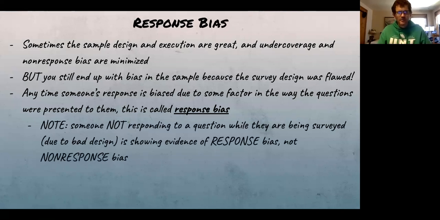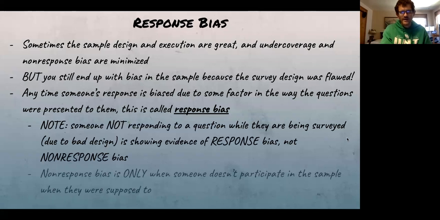This is an important distinction as well. If someone is being surveyed and they don't respond to a question, that is still response bias, not non-response. We talked about non-response whenever they just never participate when they were supposed to be part of the sample. But this is, I'm just not going to answer that question. That's response bias. And we'll talk about why that might happen. Non-response bias is, okay, I already said that. It's only not participating.